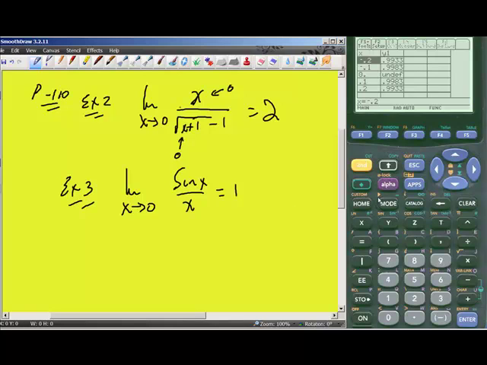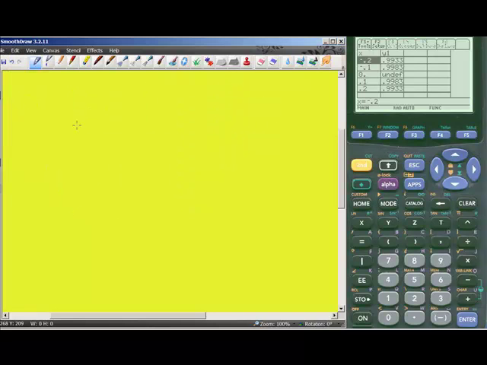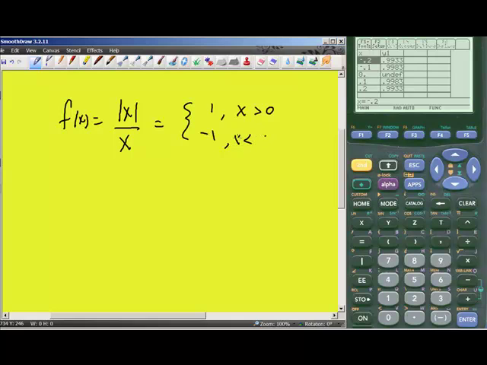And then let's take a look at page 112. They give us another example. They actually give us a graph of a function that looks like this. f of x is equal to the absolute value of x over x. And we know this is really two functions in one. So this can be written as positive 1 when x is greater than 0, and negative 1 when x is less than 0.